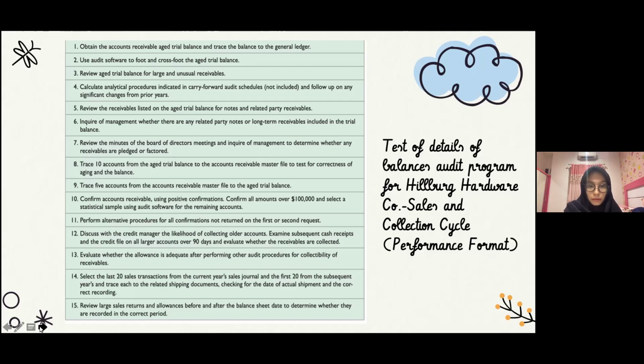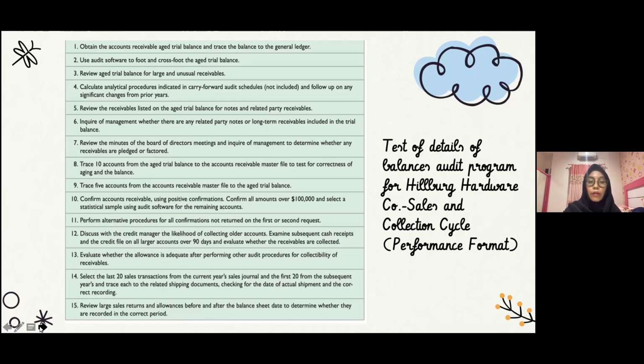Tenth, confirm accounts receivable using positive confirmations, confirming all amounts over $100,000 and selecting a statistical sample using audit software for the remaining accounts. Eleventh, perform alternative procedures for all confirmations not returned on the first or second request. Twelfth, discuss with the credit manager the likelihood of collecting older accounts, examine subsequent cash receipts and credit files on all larger accounts over 90 days and evaluate whether the receivables are collectible.